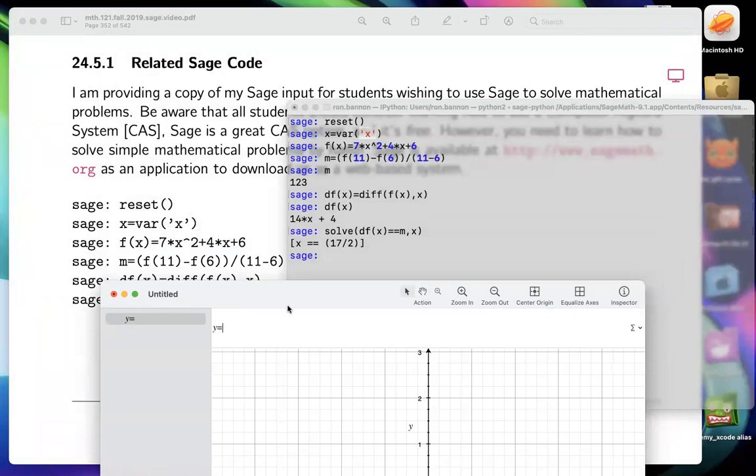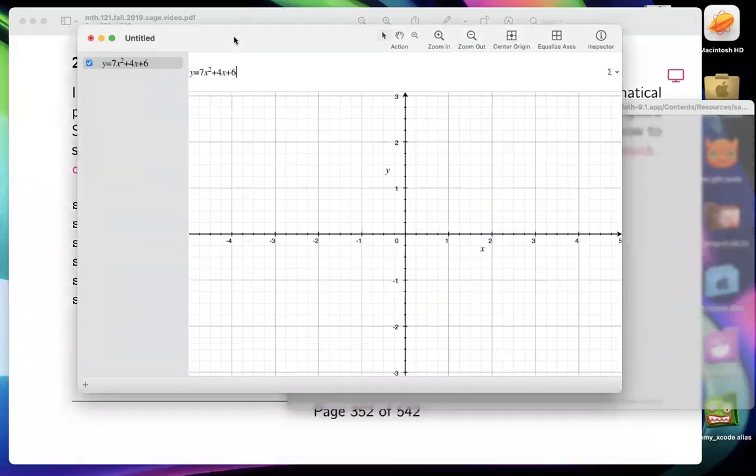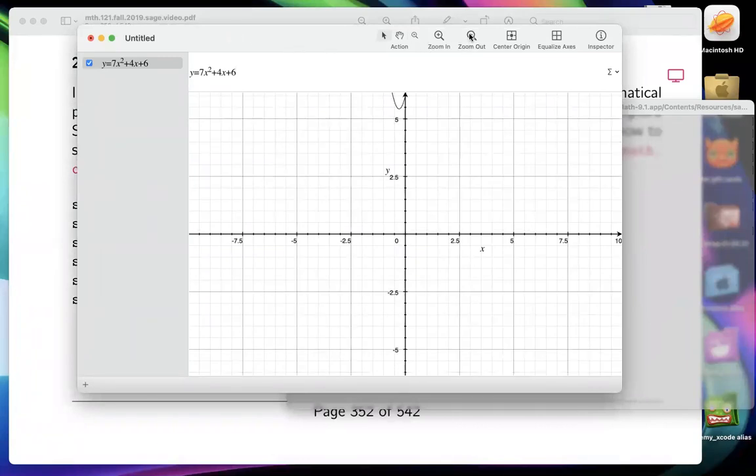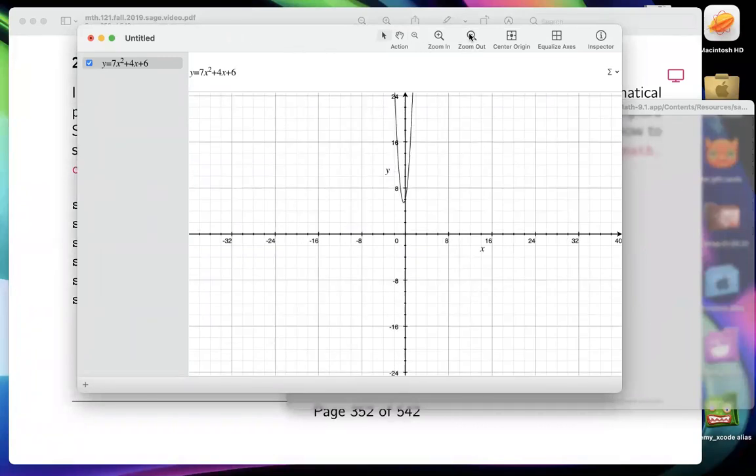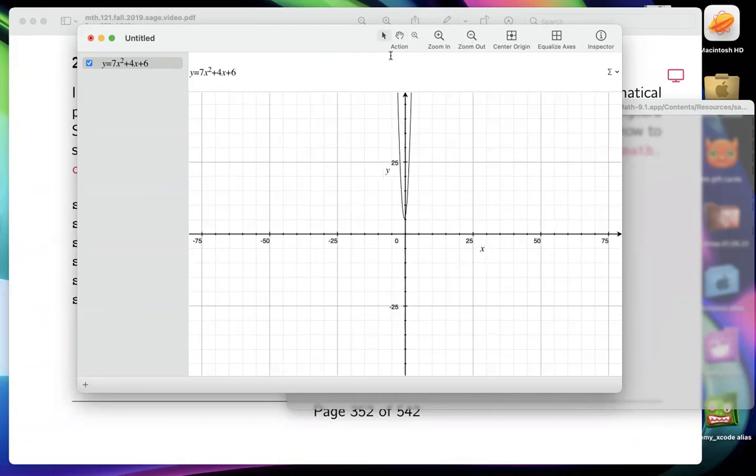So what I'm going to graph is 7x squared plus 4x, whoops, plus, I keep doing it, don't I? Plus 4x plus 6. And someone said, oh, I don't see it, nor do I. So I'm going to just zoom out. And now I'm starting to see it. You see that? And I'm going to zoom in now.